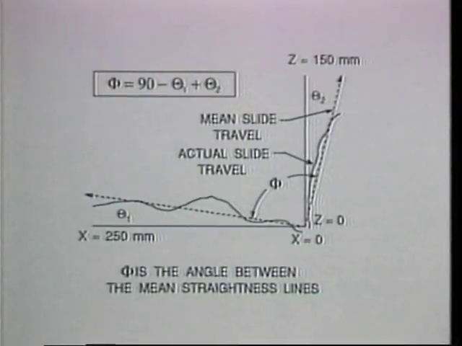If the two setups of the reference straight edge were precisely orthogonal, the 90-degree interval between the two setups would be the reference, and phi, the actual angle between the two axes of motion, would be equal to 90 degrees minus θ1 plus θ2.